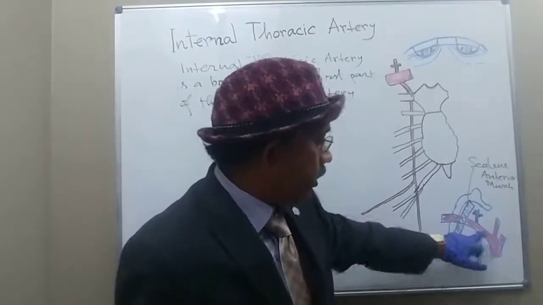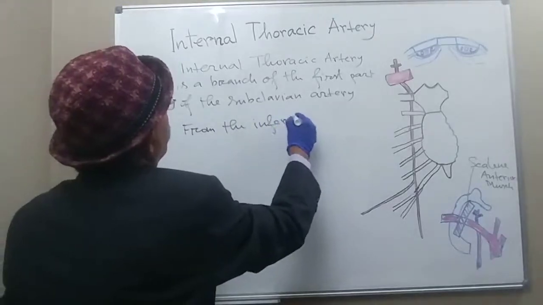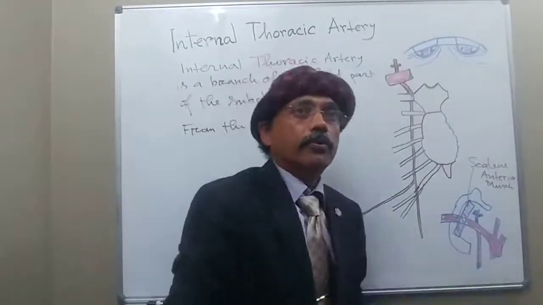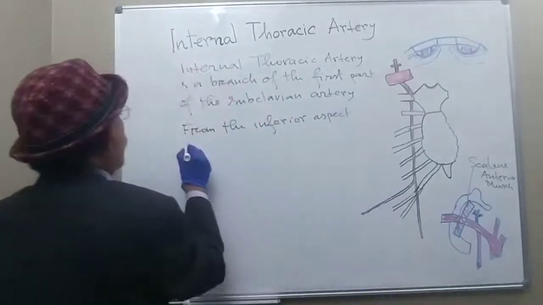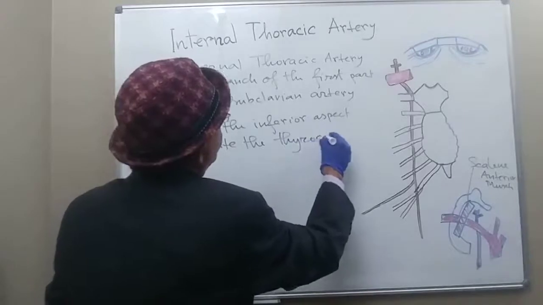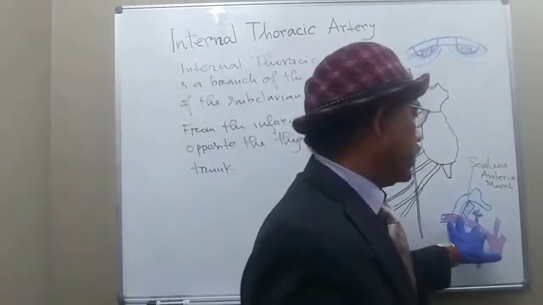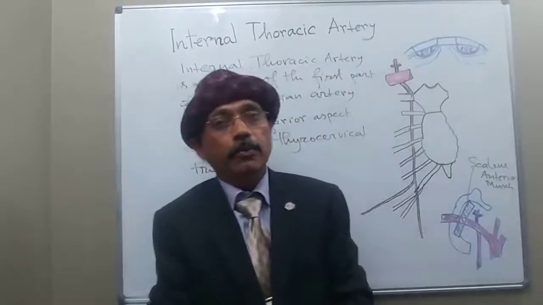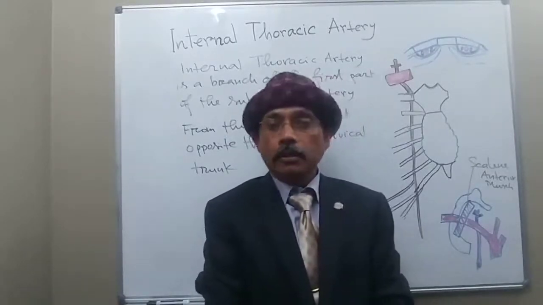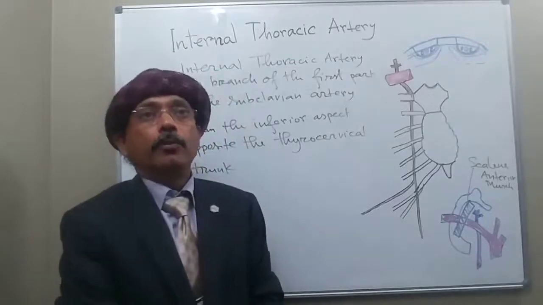From the inferior aspect of the subclavian artery, just opposite the thyrocervical trunk. The subclavian artery is a branch of the brachiocephalic trunk, or brachiocephalic artery, on the right side. The subclavian artery is a branch of the arch of the aorta on the left side. Okay, we got the origin of the internal thoracic artery.